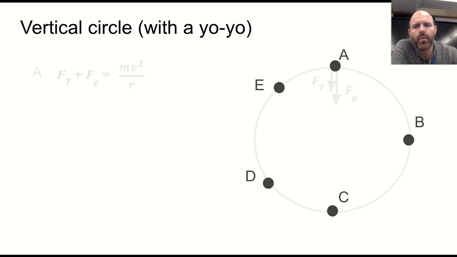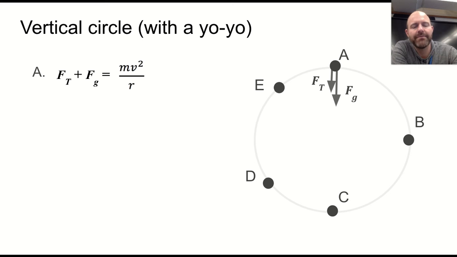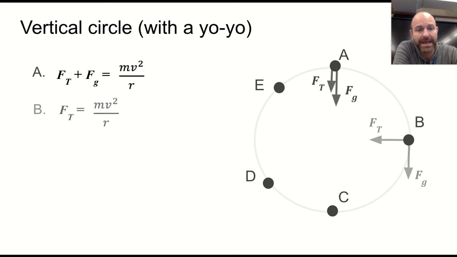So now we can start adding up forces. We'll start with the first one, A. The force of gravity is pulling down, and if there's a string attached, the tension could also be pulling down on it. So if I were to write out my Newton's second law equation for this circle, I'd say the tension force plus the gravitational force equals mv squared over r, because that is what Newton's second law tells us. For B, the tension is into the circle and the gravitational force is tangent to the circle. So only the tension shows up in my Newton's second law equation for the uniform circular motion.